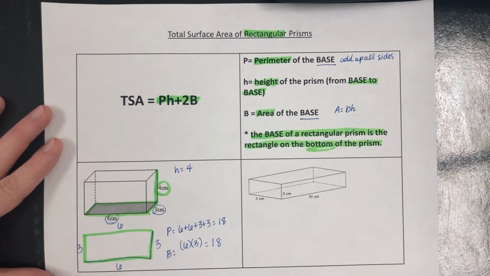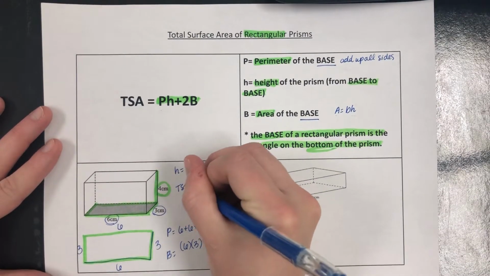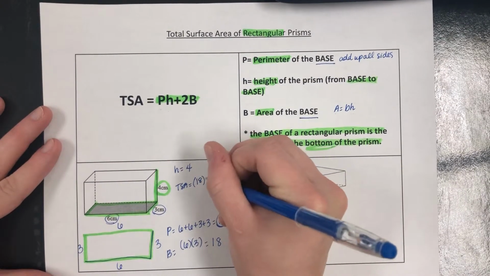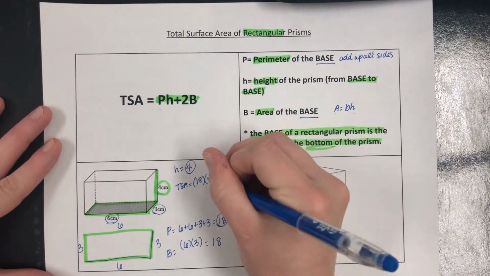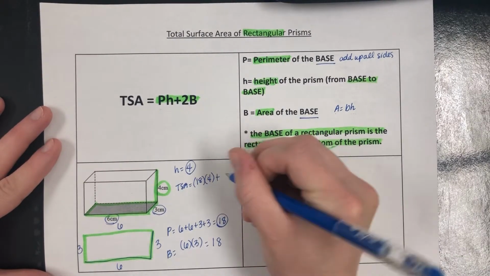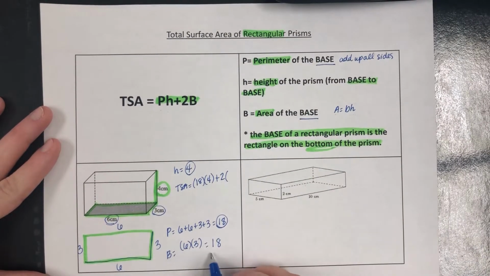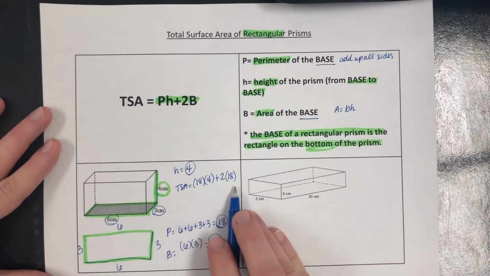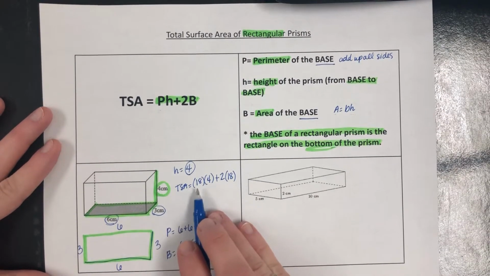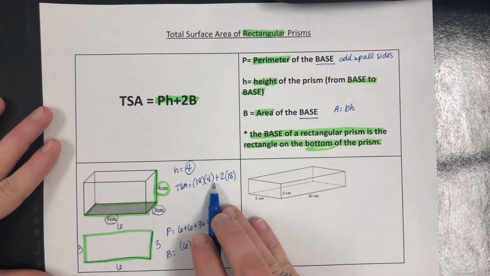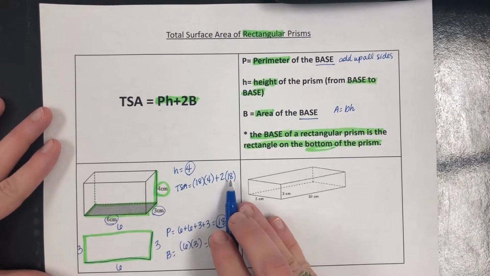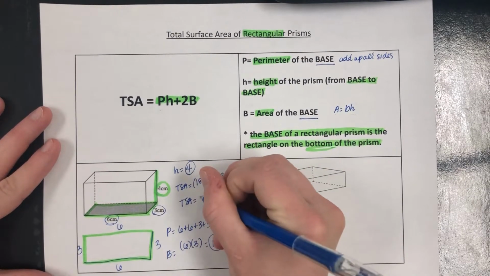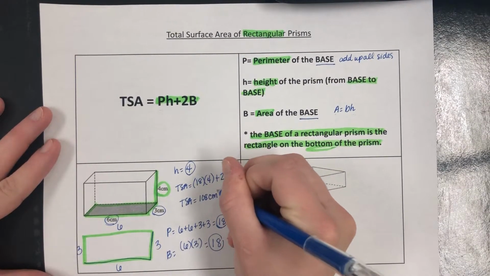Now I can plug everything that I have into that formula. Total surface area equals P, which is 18, times the height, which is 4, plus 2 times the area of the base, which is 18. I can type this into my calculator exactly as it looks: parentheses 18 parentheses, parentheses 4 parentheses, plus 2, parentheses 18 parentheses. When I multiply all that together, I should get 108 centimeters squared.